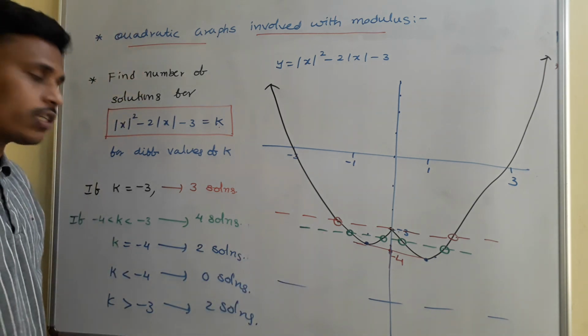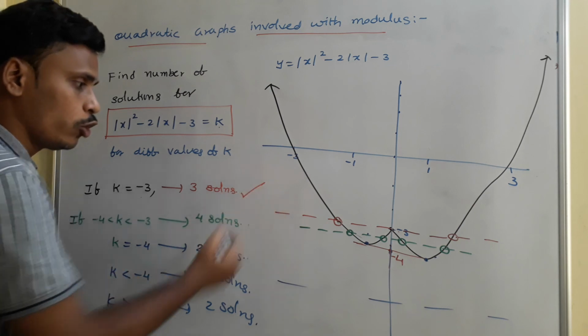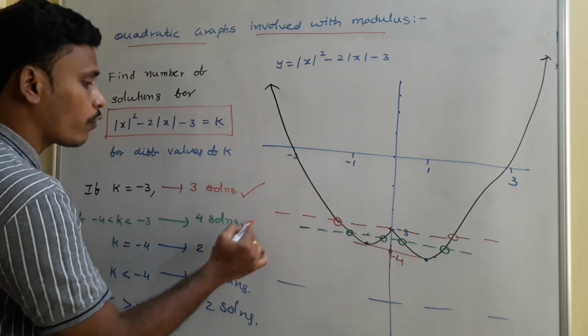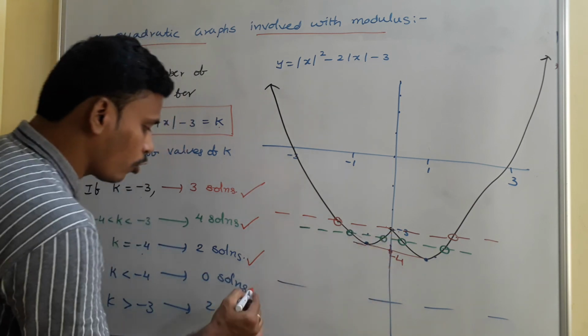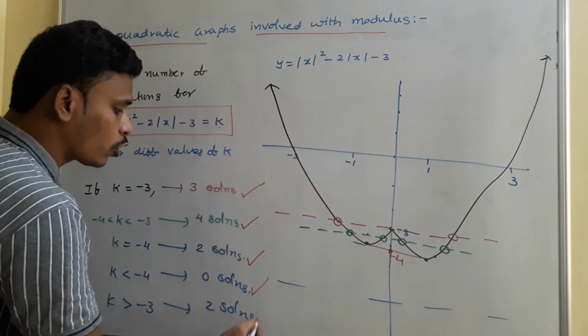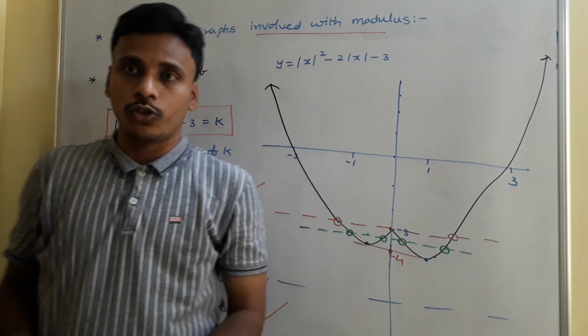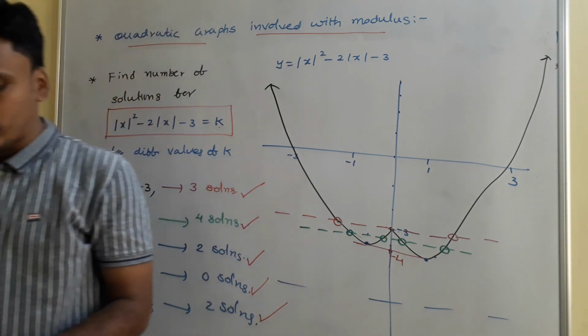In such a way, if you discuss, at minus 3 we have 3 solutions, at minus 4 we have 2 solutions, in between minus 3 and minus 4 we have 4 solutions, below minus 4 we have 0 solutions, above minus 3 we have 2 solutions. Okay, so this is helpful to find the number of solutions, right? That's for today's class. Have a look.